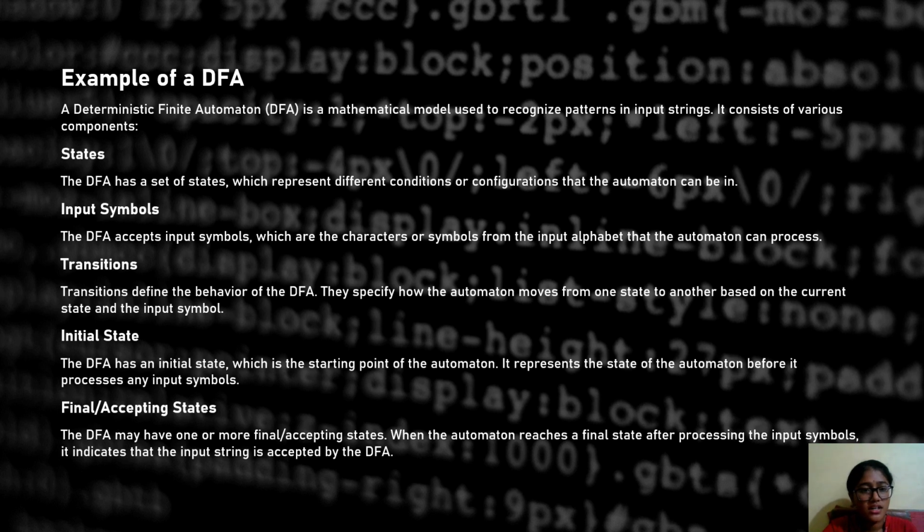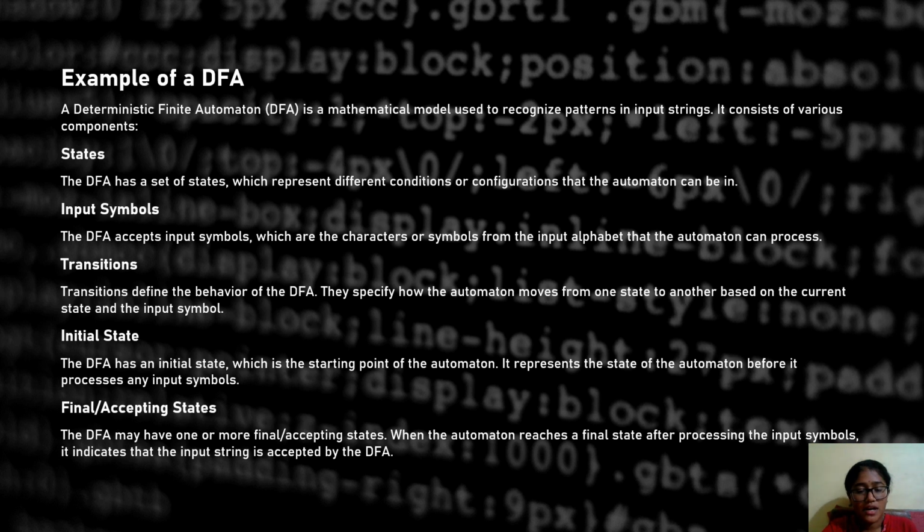So here is a theoretical explanation of a DFA with an example. A DFA is a mathematical model used to recognize patterns in input strings. It consists of various components: states, input symbols, transitions, initial state, and final or accepting states. The DFA has a set of states which represent different conditions or configurations an automaton can be in. Input symbols are characters or symbols from the input alphabet the automaton can process.